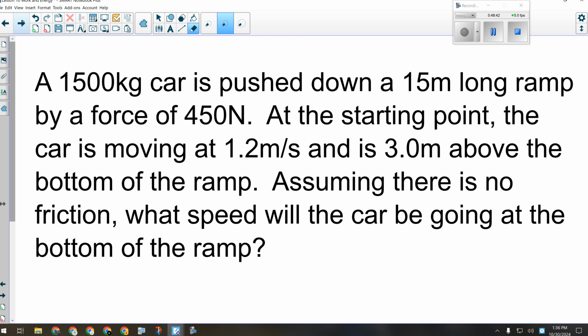Okay, this is very much like the first one we did today with the ramp. So I want you to write this one down and give it a try. We might get it done today. We might have to finish it up tomorrow. So we'll go through that at the beginning of class tomorrow.